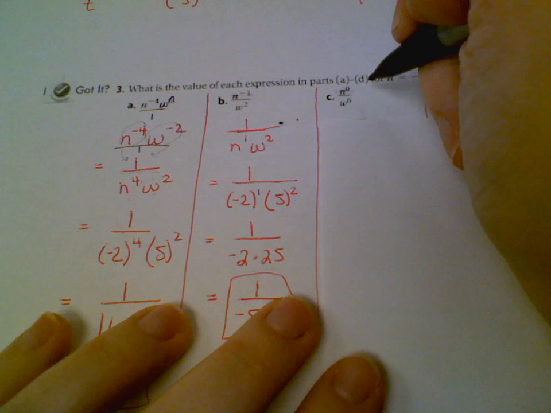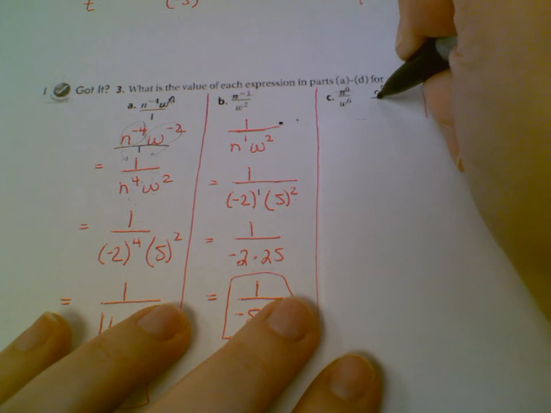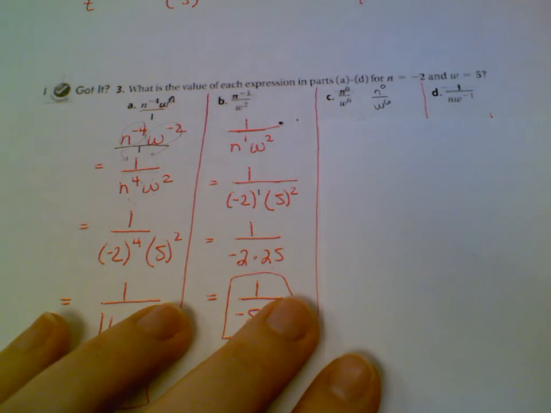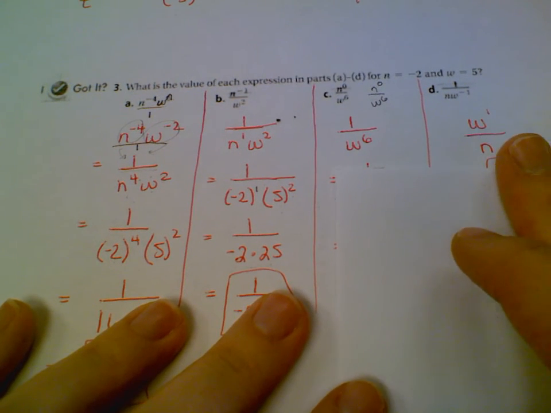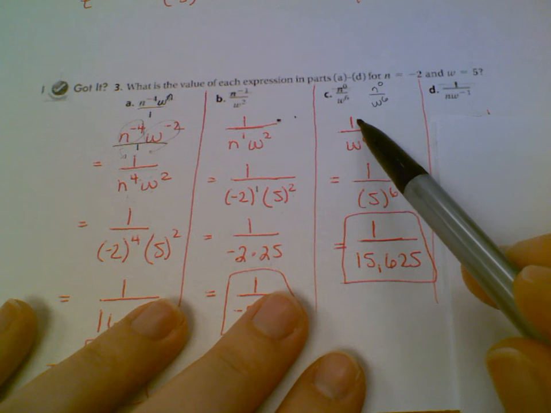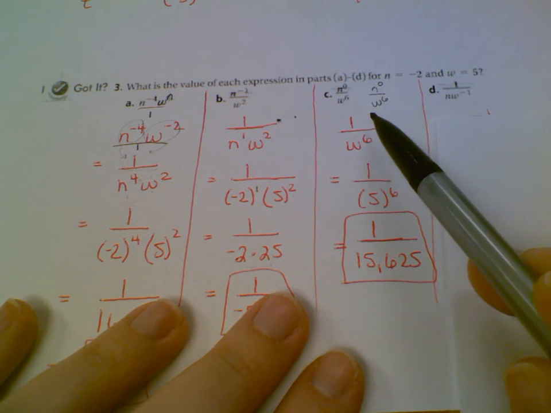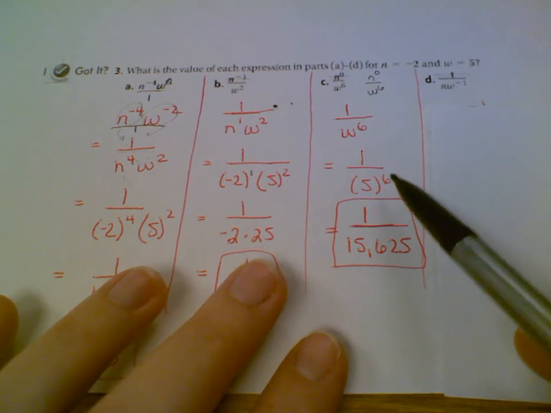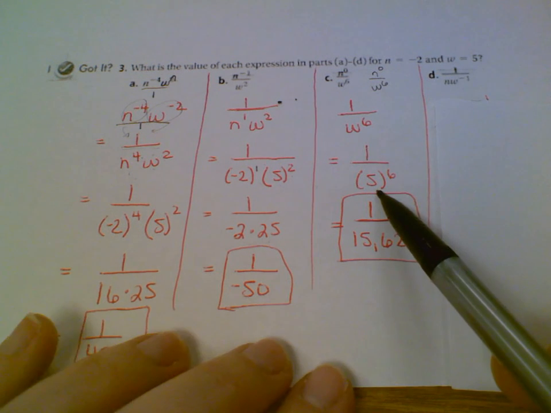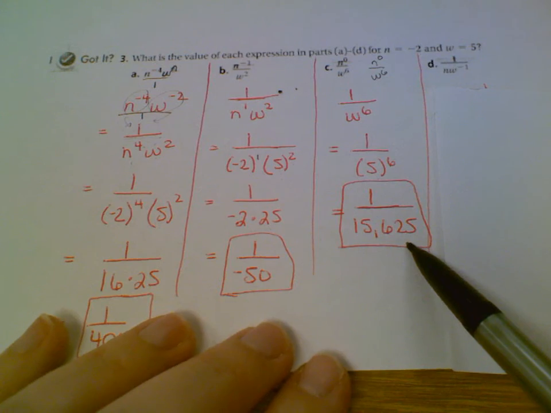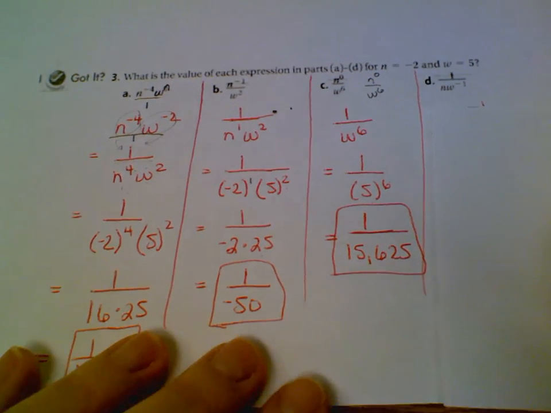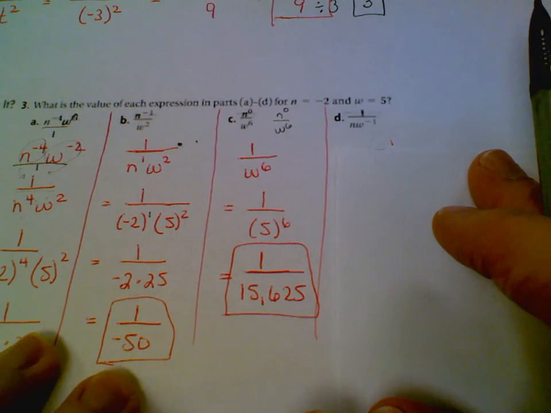So this next one says n to the 0 power over w to the 6th. Alright, so you should have n to the 0 power becomes 1, so that's just 1 as a whole number. W to the 6 isn't going to change. So then I would put w in as 5, and then I would do 5 to the 6th power, so I would get 1 over 15,625. Okay, try the last one as well.